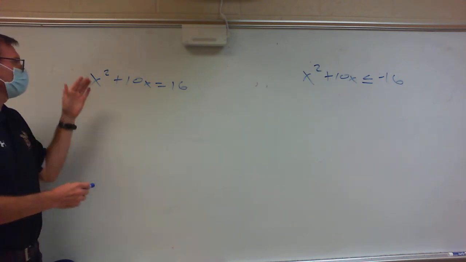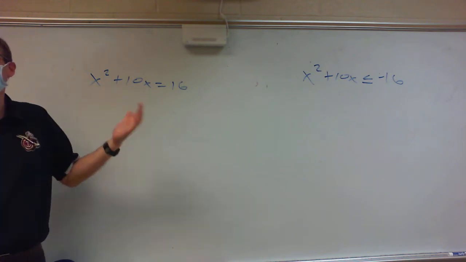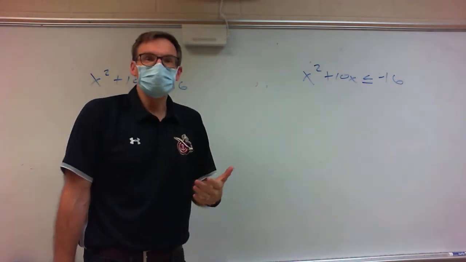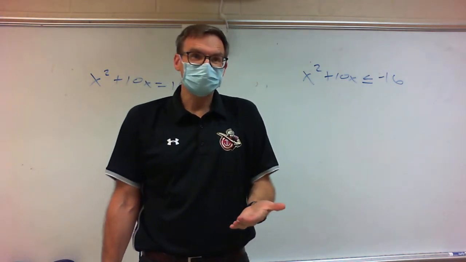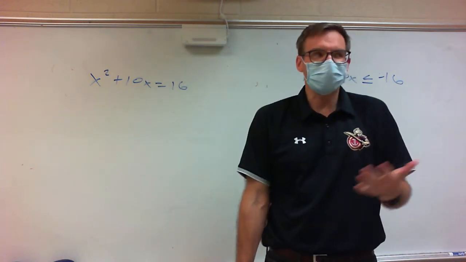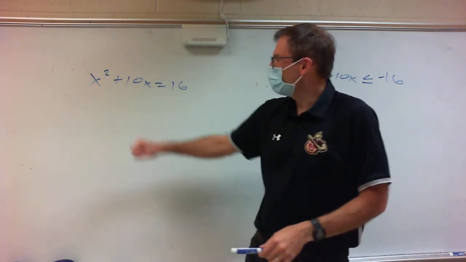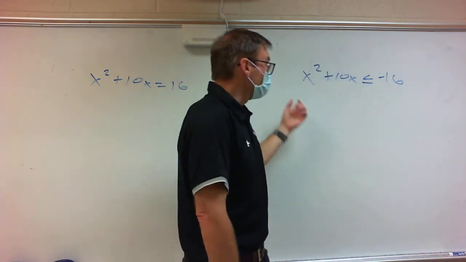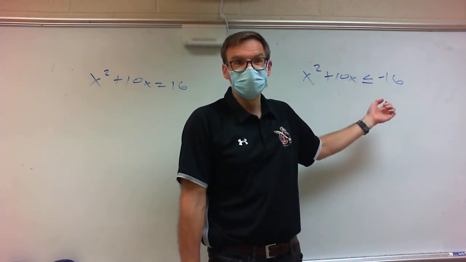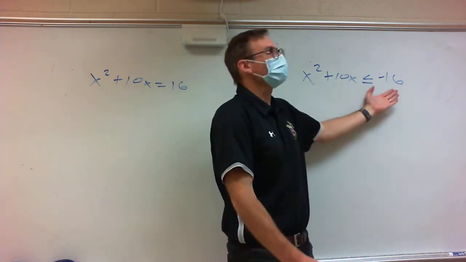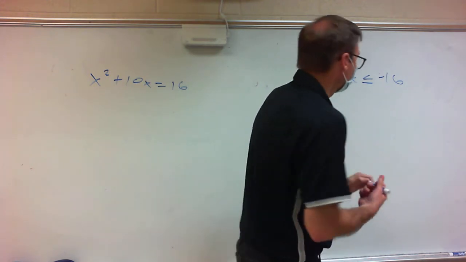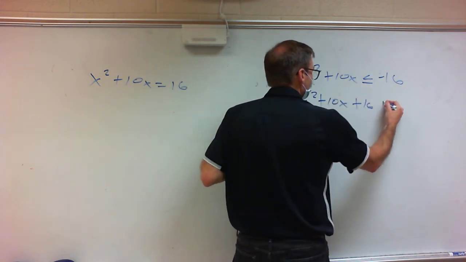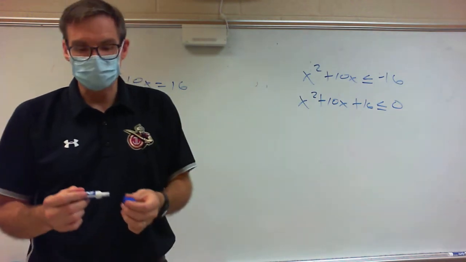Anytime you see x squared, or actually x to any power other than 1, the only way you can really solve this is set it equal to 0 and hope it factors. Actually, that's not the only way, but that's what happens about 95% of the time. Anytime you see x squared and x and a number, you set it equal to 0 and factor. Well, if you see that with an inequality, guess what you do? Do the same thing. Get a 0 over here and see if it factors. So that's going to give me x squared plus 10x plus 16 is less than or equal to 0. Now, let's see if this factors.